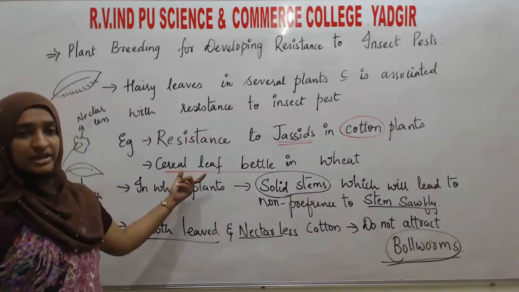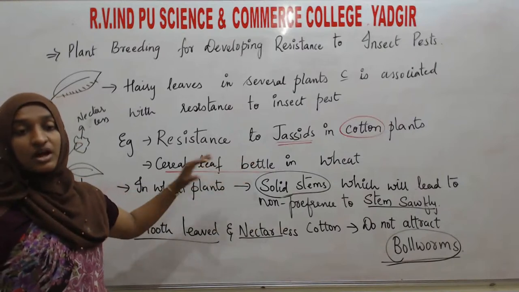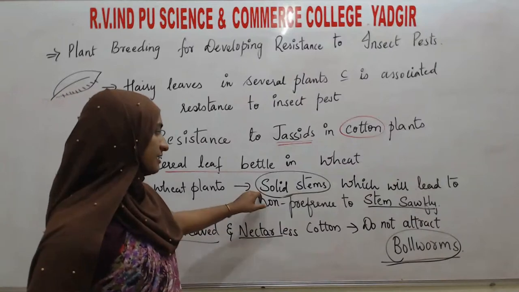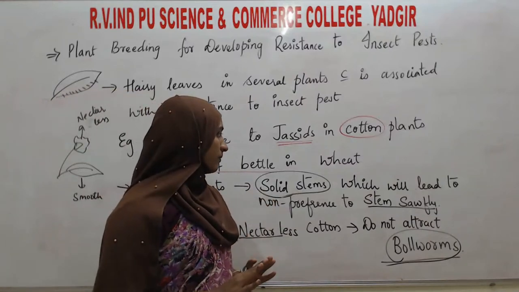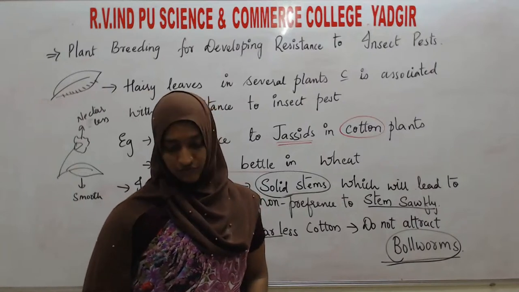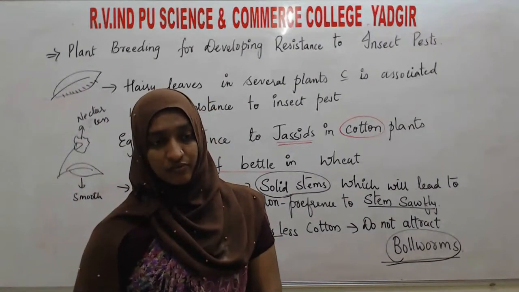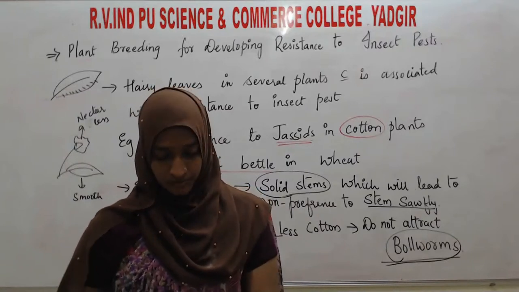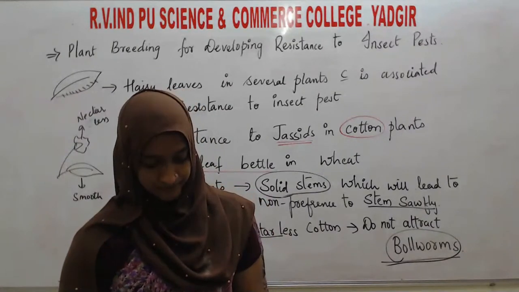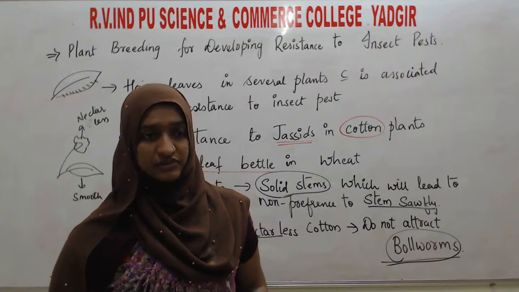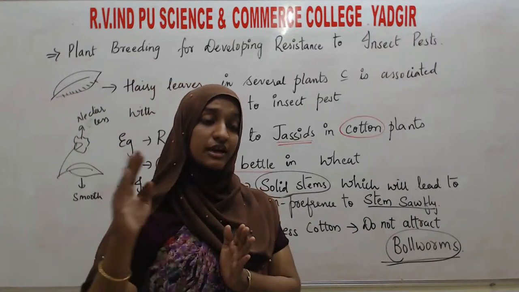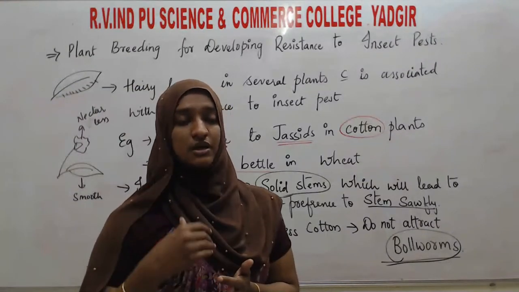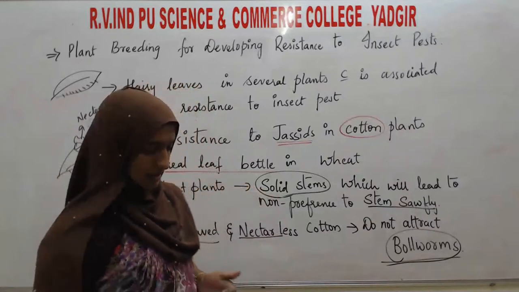And the cereal leaf beetle, this is also not attracted to the wheat. In the wheat plant, the morphological character, that is the solid stems, will not lead to preference by the stem sawfly. So this is about some of the examples of insect resistance in the crop plants. The next we will see about some of the others. I had told you morphological, physiological, and one more, that is the biochemical. Let's see the resistance in plants according to the biochemical character. What is it? Let's see here.